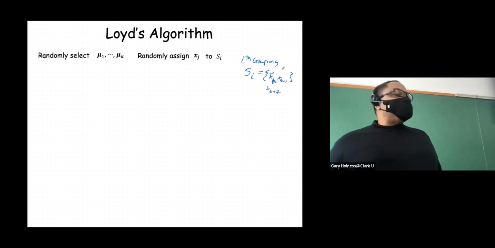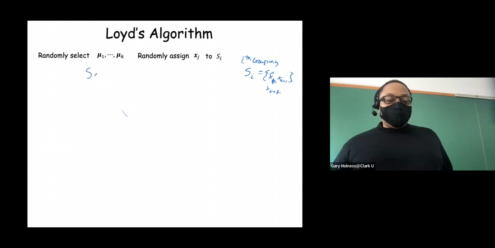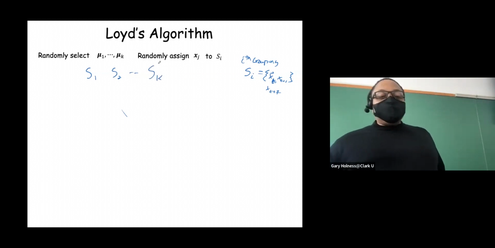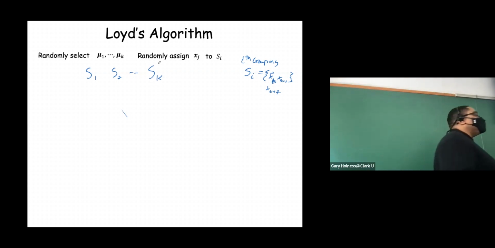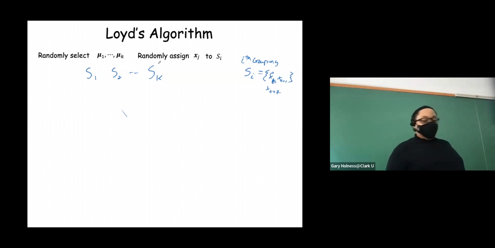So if we have K groupings, for K assumed clusters, we're going to have the first grouping, S1, second grouping, S2, up to and including the kth grouping. Now, each one of these groupings is a set, and each set is a collection of these points. Together, your entire data set and many points is going to be placed somehow in those K-many groups. Does that make sense? Okay.